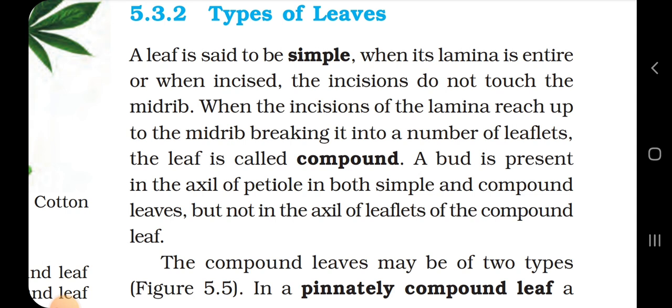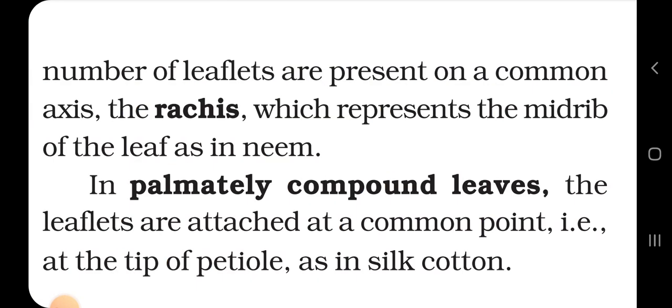The compound leaves may be of two types. Figure 5.5. In a pinnately compound leaf, a number of leaflets are present on a common axis, the rachis, which represents the midrib of the leaf, as in neem. In palmately compound leaves, the leaflets are attached to a common point, that is, at the tip of the petiole, as in silk cotton.